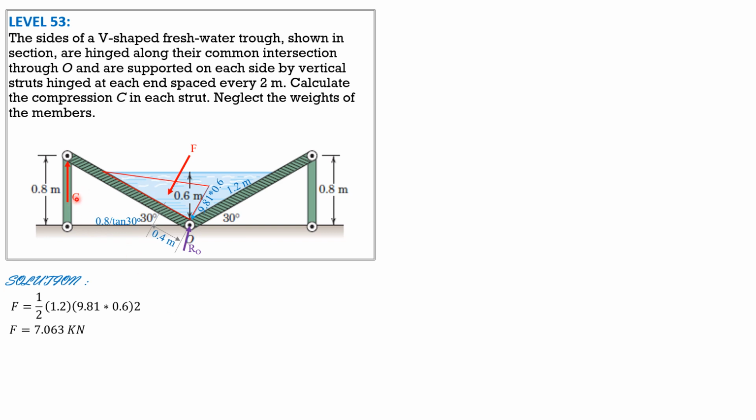So we can now solve for the compression C if we sum up moments about O, considering this left half. So C times 0.8 over tangent 30 degrees equals F, 7.063, times 0.4. Solving for C is equal to 2.039 kilonewtons.